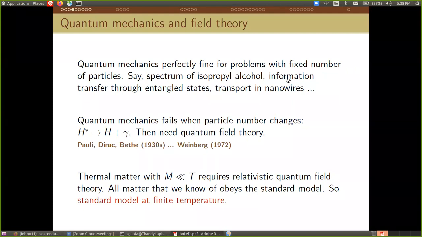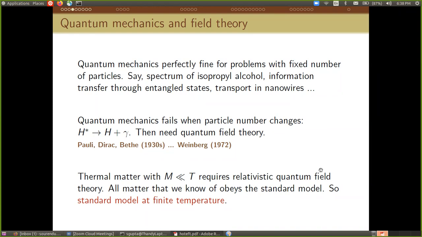But the moment you start talking about processes where particle number changes, even a simple thing like excited hydrogen decaying to its ground state and releasing a photon, even such a simple thing, the particle number changes, okay? And then you start to need quantum field theory. So you see clearly, when you are dealing with thermal matter with temperature much larger than the mass, then you require both relativity, as we discussed, and quantum field theory, okay?